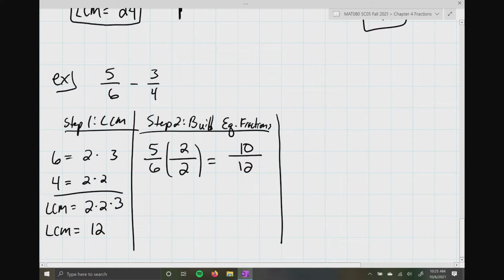I do the same thing for 3/4. So 3 over 4. What do I multiply 3 over 4 by so that I get 12 as my denominator? 3. Very good, Asma. 3 over 3. So that gives me 9 over 12.